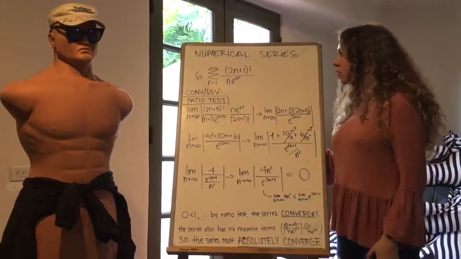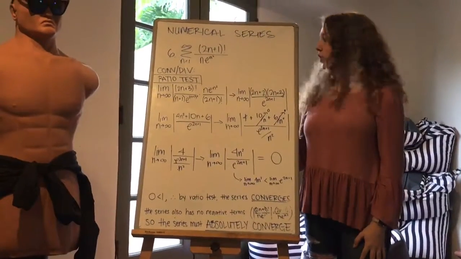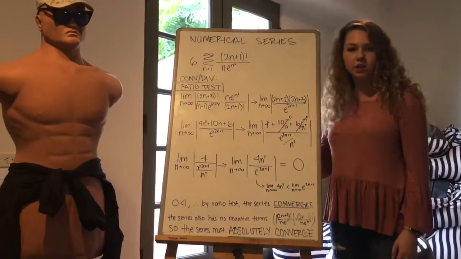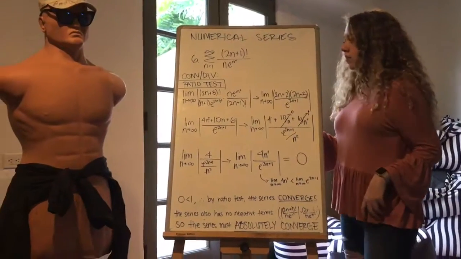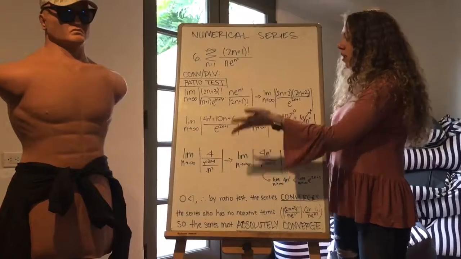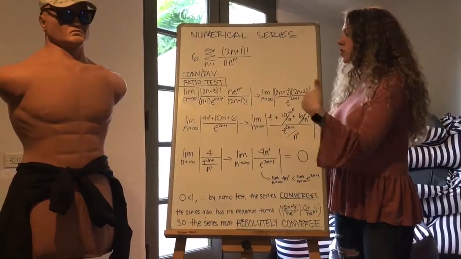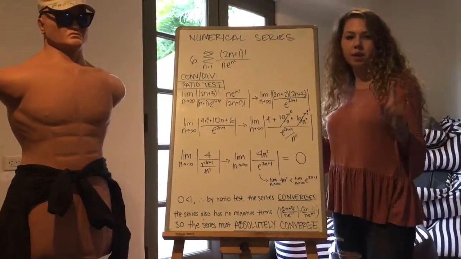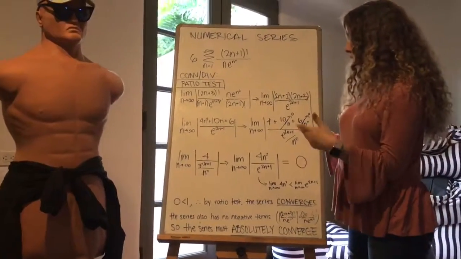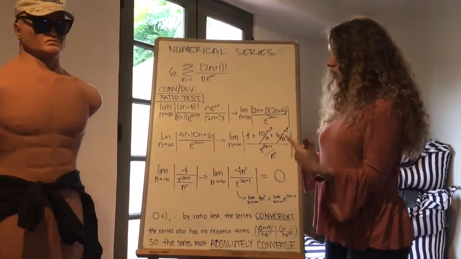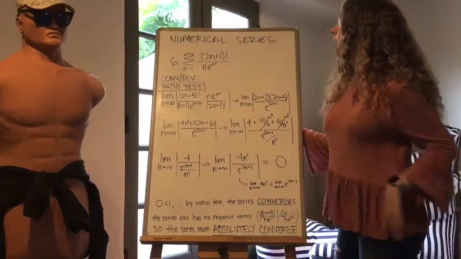Worksheet: the series from n equals 1 to infinity of (2n plus 1) factorial over n times e to the n squared. And we can use a ratio test for this. The ratio test basically says that if the limit as n approaches infinity of a sub n plus 1 over a sub n is less than 1, then it's convergent. And if it's greater than 1, it'll be divergent. And so we do that here.